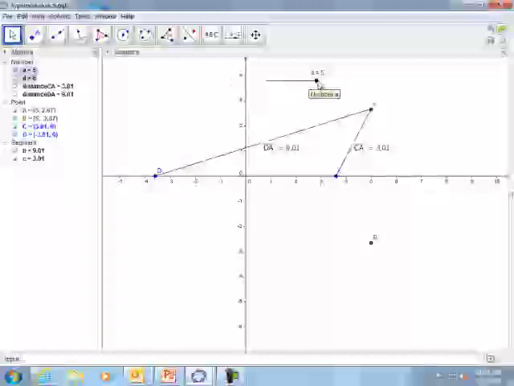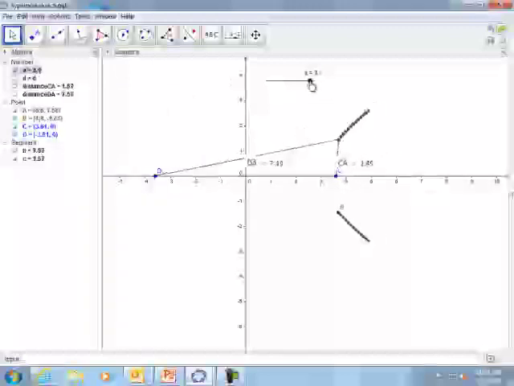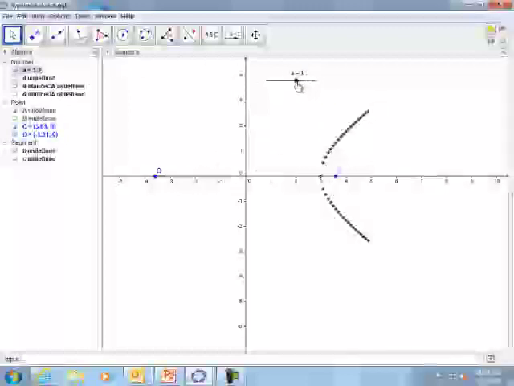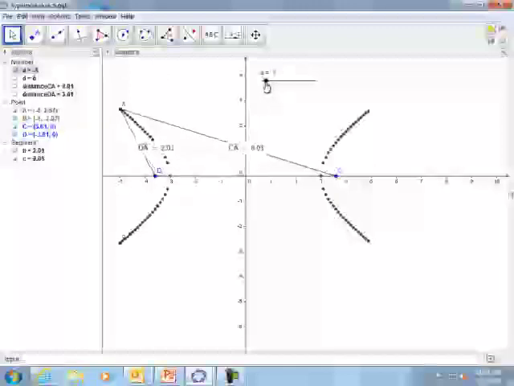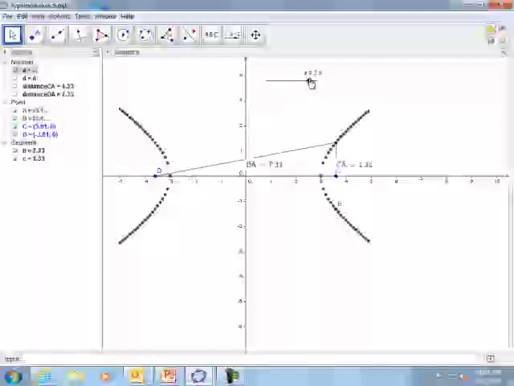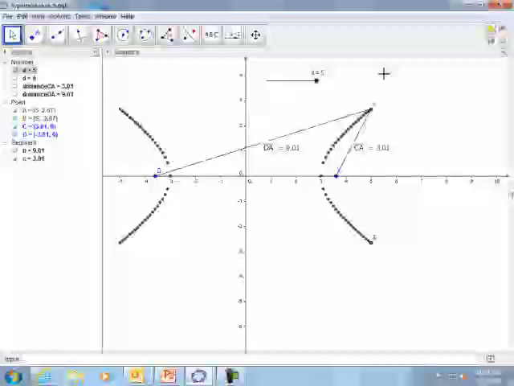So as I slide these points around, we can see that in our list that D value is always remaining the same, that distance is always remaining 6, except for where it disappears, because we'd be taking the square root of a negative number. So as long as the distance is defined, the distance is 6, and we get these two branches across from each other, and this is called a hyperbola.